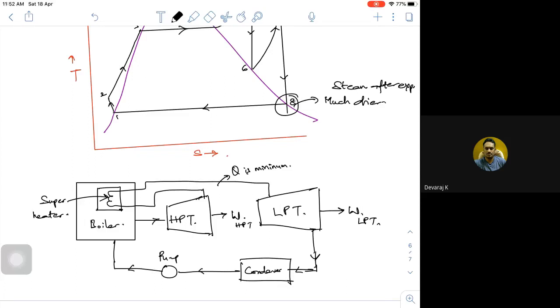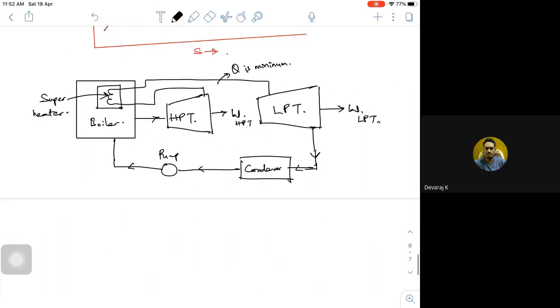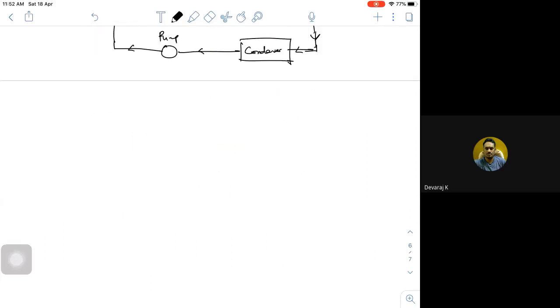Okay. If you have any doubts, we can discuss, or else I'll move on. Okay. If there are no doubts, we can move forward towards velocity triangles. The basics of velocity triangles are very, very important.